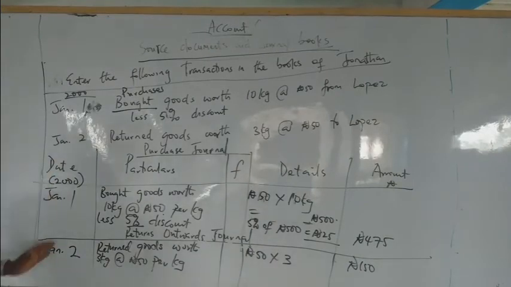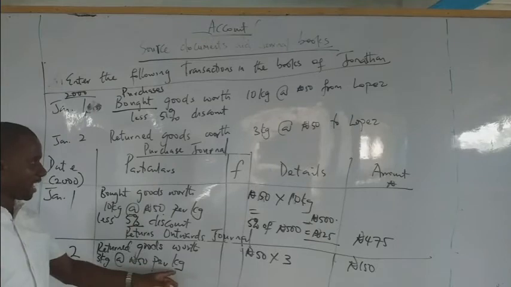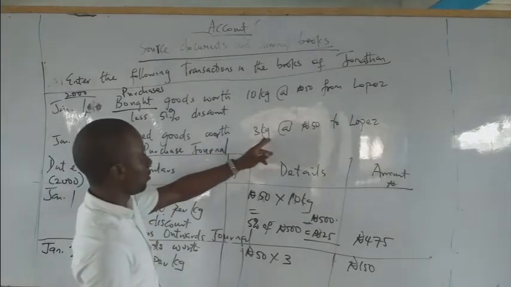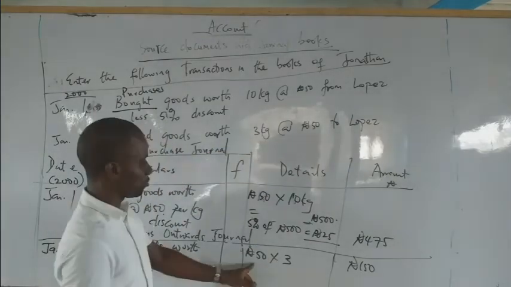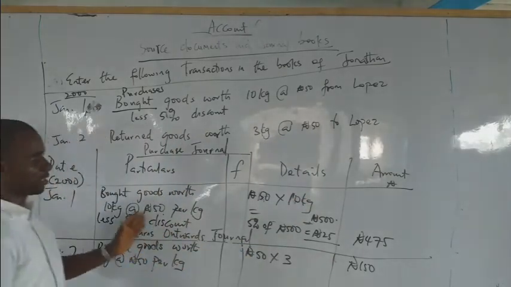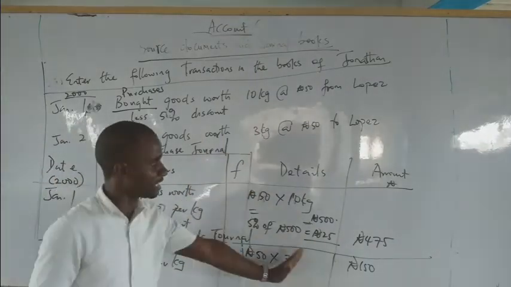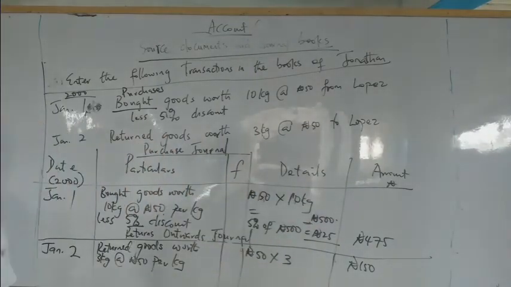Under the dates, this date was January 2nd. And what were the particulars? A return of goods worth 3 kg at what? 15 naira per kg. Then what was the amount? 3 times 50, which we did there, and which is 150. So please take note. Date, particulars, folio, details, and what? Amount.